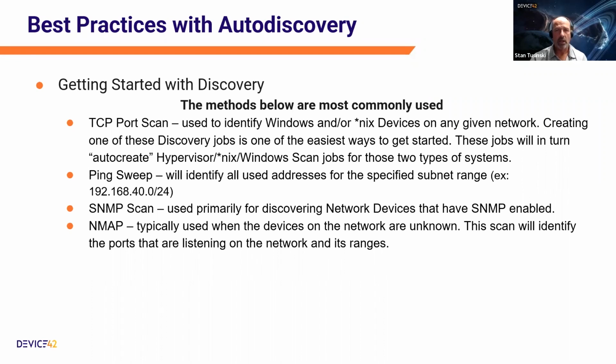Ping sweep will identify all the used addresses for the specified subnet range. So for example, in my demo network at my home, I've got a 192.168.40.0/24 network. SNMP scan is used primarily for discovering network devices that have SNMP enabled. We support SNMP v1, v2, and v3. Nmap is used when devices on the network are unknown. If you want to find different devices, VoIP phones, card scan readers, printers, things that are connected, in my own home network, I can find my Fire Stick and things like that. It identifies all the ports that are listening on the network and the network ranges that are there.